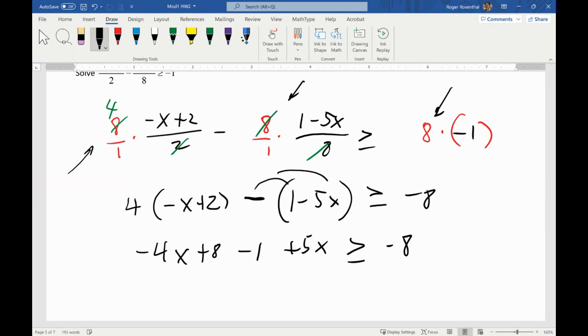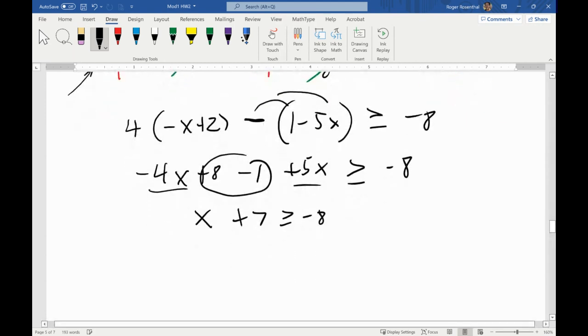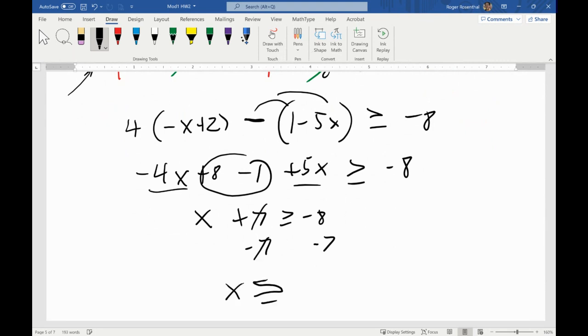Just cleaning up my handwriting a little bit. Okay, combining like terms, I get x. Combining these together, I get plus 7 is greater than or equal to negative 8. I'll subtract 7 from both sides. I'm going to get x is greater than or equal to negative 15. There's my answer.